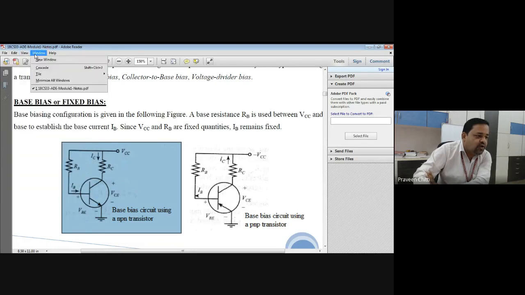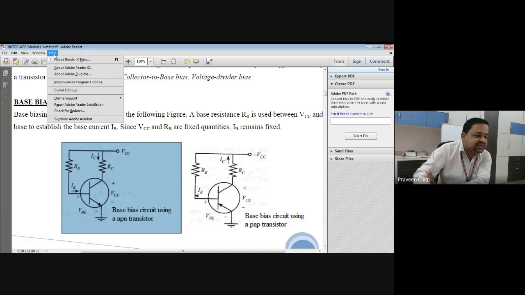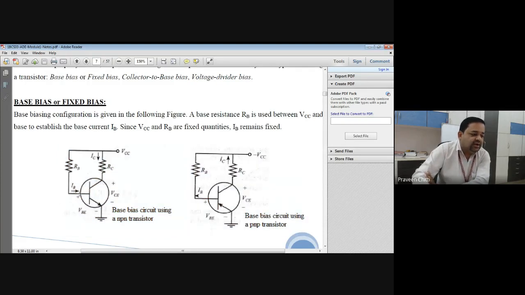Right. So how exactly can we analyze this particular circuit? In a base bias circuit, there is a fixed value of resistor RB. You can see this resistor RB is connected between the base and the collector, and this is the collector load RC. So here, who is providing biasing? Biasing will be provided by the resistor RB and the supply voltage VCC.